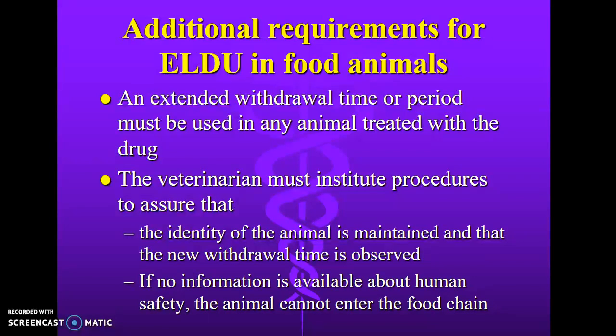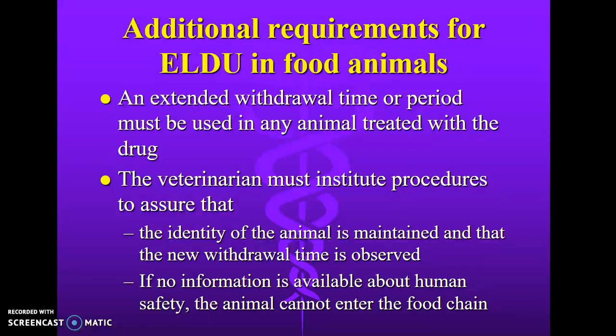The veterinarian is responsible for the next 2 things, and that is the identity of the animal has to be maintained, and the new withdrawal time has to be observed, and the veterinarian needs to be the one that is accountable for this. So they need to relay the information to the owner. They may want to double check with the owner in certain cases, but they are responsible for making sure that it's known which animal got a particular treatment and that the new withdrawal time was observed.